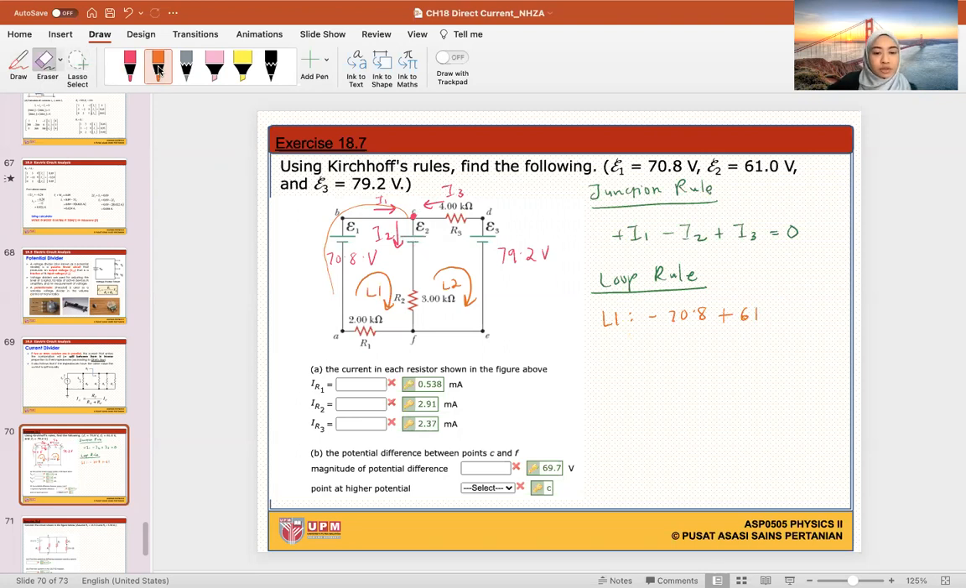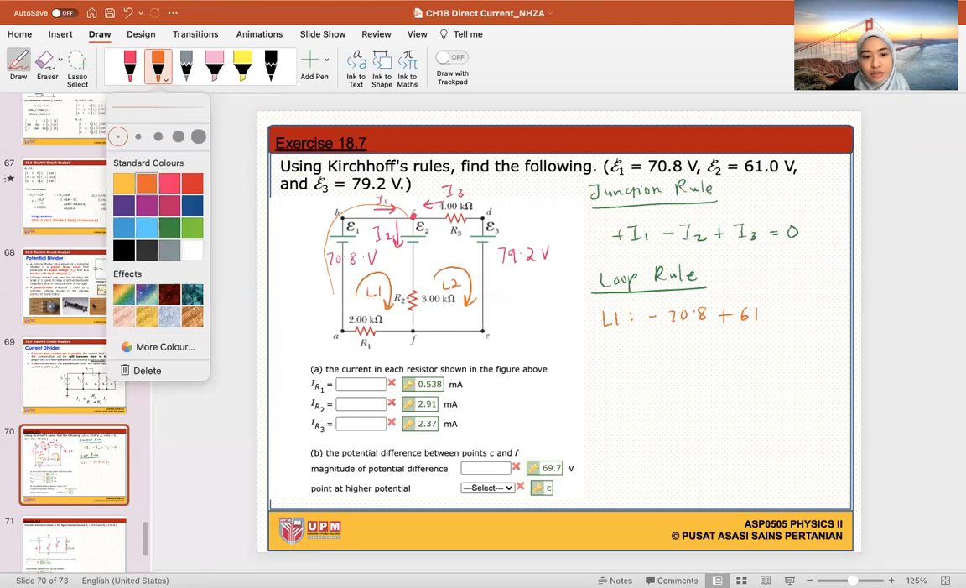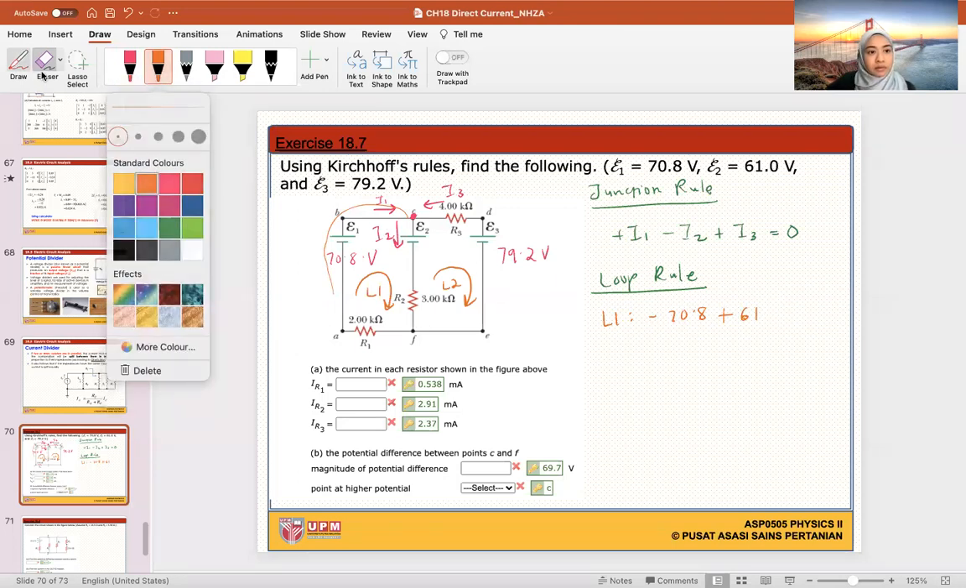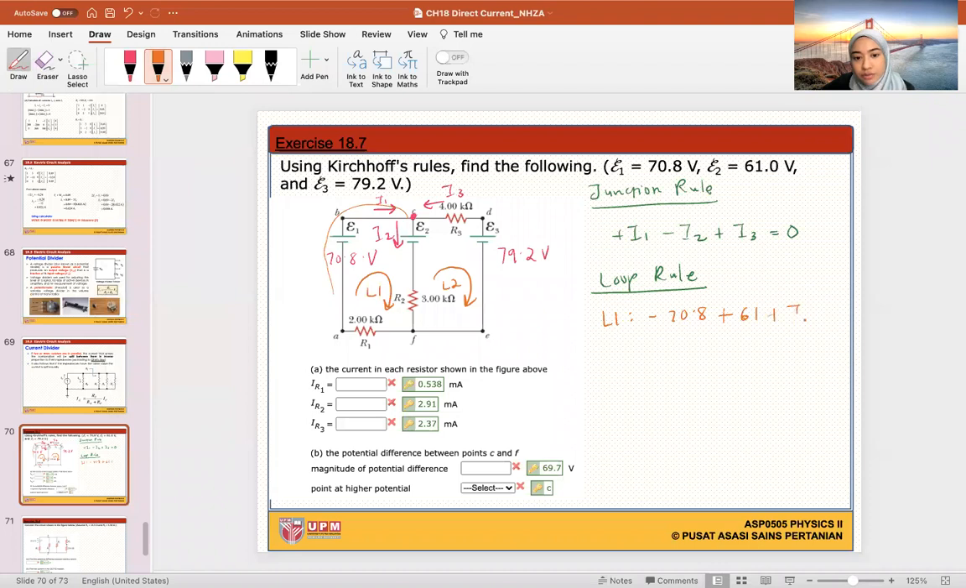Then I continue my loop and I see R2. R2 has I2 current flowing through it, based on the current that I drew. I2 is flowing in R2 and my loop is in the same direction as I2, so it's a positive I2 R2. R2 is given as 3 kilo ohm. We will put in the values later. Then I continue my loop, coming into here.